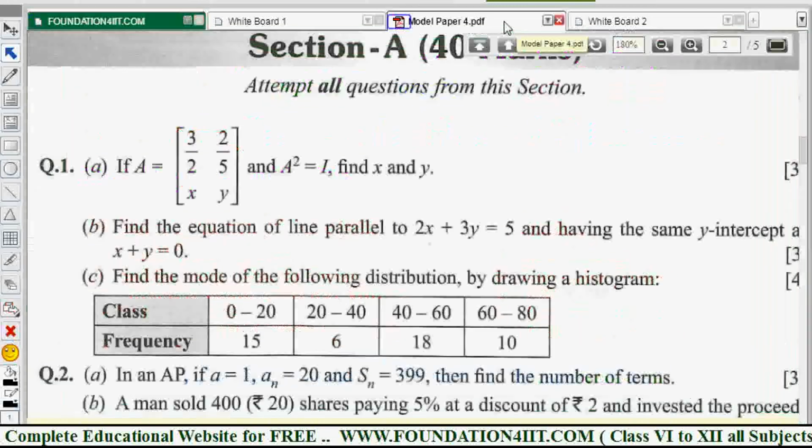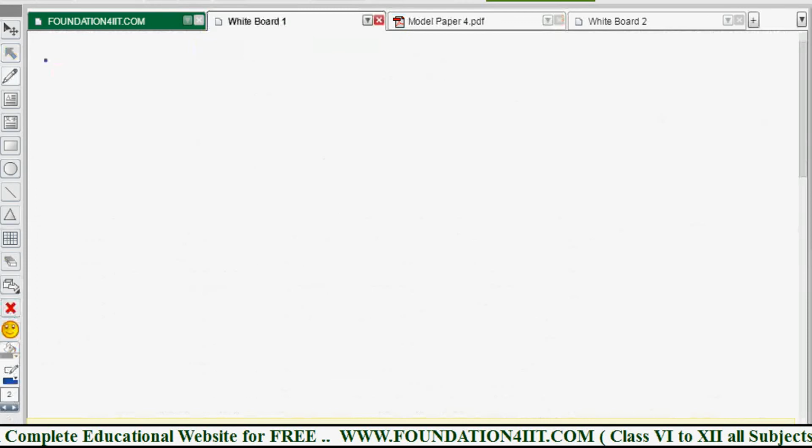Now let us see this paper. Let us solve each and every sum clearly. In question number 1, the first one is a matrix question. Matrix A is 3 by 2, 2 by 5, x, y. This is a 2 rows 2 columns, 2 by 2 matrix, and the given condition is A square equals I, where I is the identity matrix, that is 1 0 0 1. Then find the value of x and y. Okay, let us take the given equation and solve this.